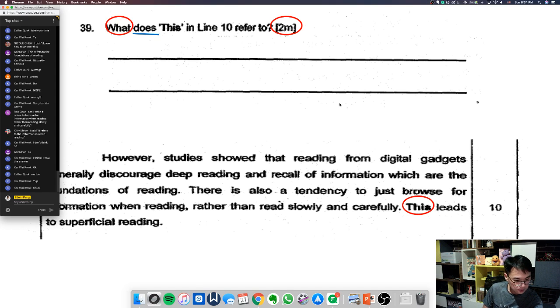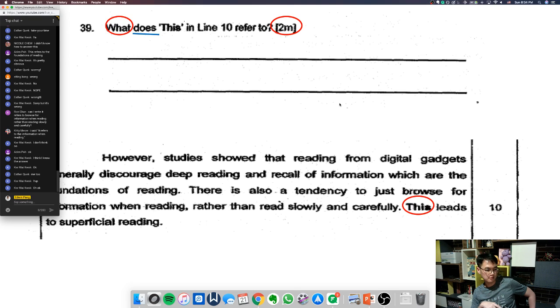Ziting, are you typing out your answer? I hope you are. Jaden has actually sent me his answer. Jaden Sim says that it refers to reading from digital gadgets. No, that's not the right answer either. Oh my, so this question has got many of you stumped, right? You're all getting the wrong idea. Remember, the answer is right before this word.